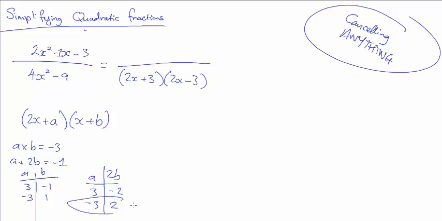That's 2. This is your one. That gives you minus 1. So that's the one you want. So 2x minus 3, x plus 1. Cancel, cancel. There you go. Great answer.